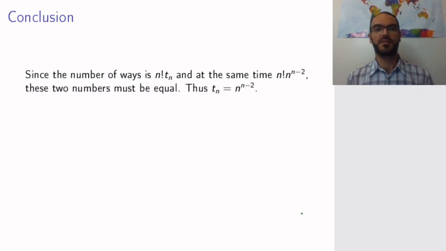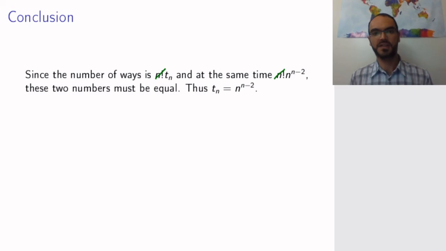And since the first number of ways was n factorial times Tn, and the second way was n factorial times n to the power n minus 2, since I was counting the same thing, namely the number of ways to construct from a null graph a rooted directed tree with n vertices, then these numbers must be equal. So Tn must be equal to n to the power n minus 2, which I get by cancelling out these n factorials.